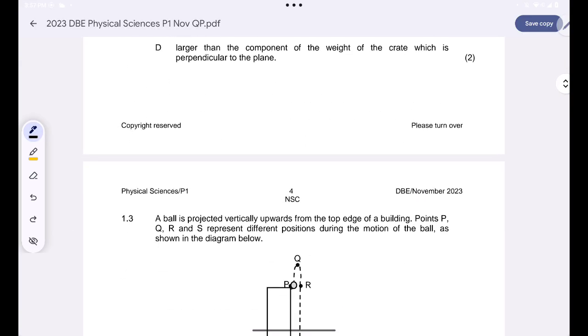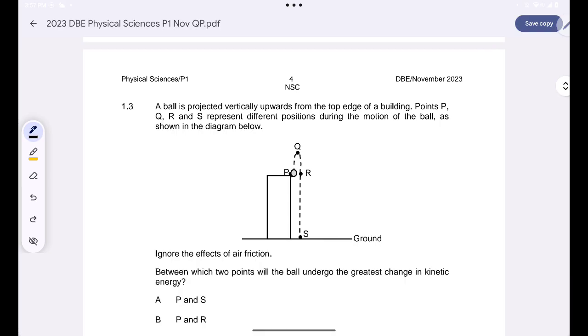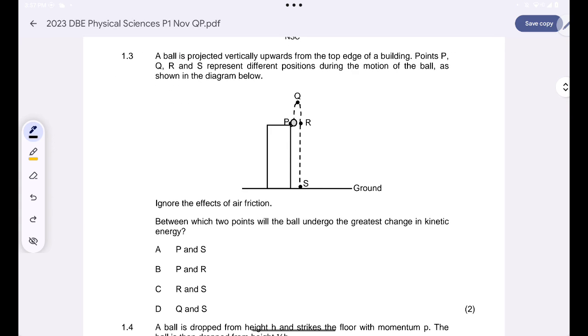Yeah? Then 1.3, we're told that a ball is projected vertically upwards from the top of the edge of a building. Points P, Q, R, and S represent different positions during the motion of the ball, as shown in the diagram below. Okay, P is the starting point of the motion of the ball, the point of projection. Q is the maximum height. We know that at maximum height the velocity is 0. R is when the ball passes the point of projection, and then S is the point where the ball touches the ground.